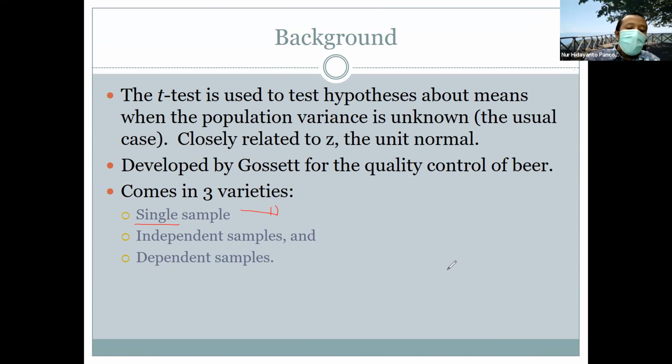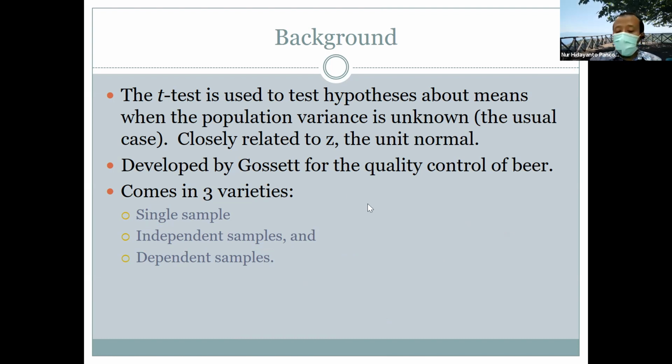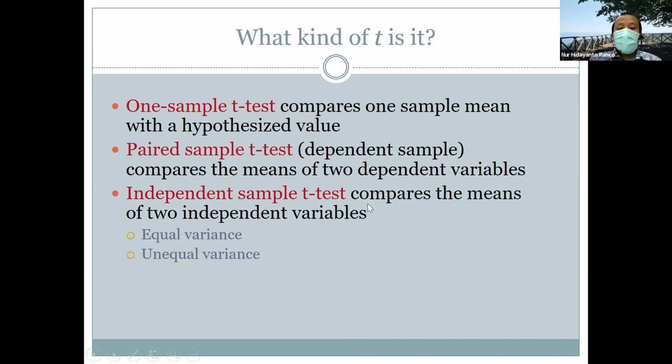And then independent sample t-test. We do have two groups. And dependent sample t-test. We do have two measurements, but from a single group. We're going to talk about them one by one. Mungkin a single sample, kemudian dependent sample, and then independent sample t-test. Now, we'll have a look at what a single sample t-test is first.